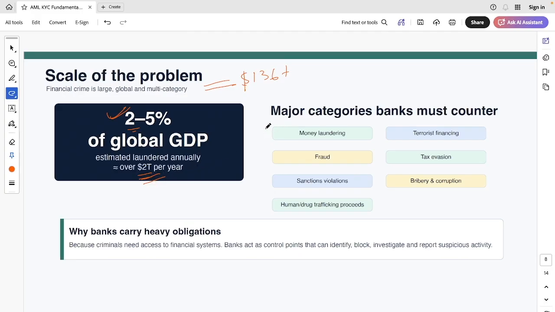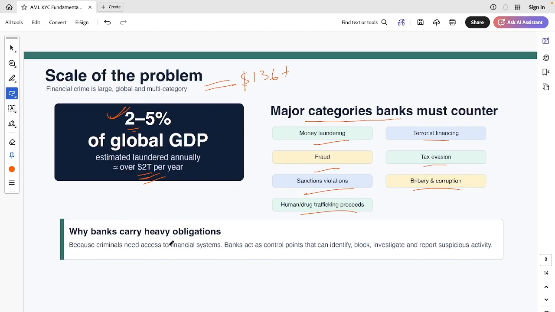To control financial crime, banks need to counter multiple categories. For example, money laundering, terrorist financing, fraud, tax evasion, sanction violation, bribery, corruption, and proceeds from human trafficking or drug trafficking. Now, why do banks carry such heavy obligations? Because criminals need access to the financial system. They need bank accounts, payments, cards, trade channels, foreign exchange, investment accounts, loans, and sometimes shell companies. So banks become the control points.